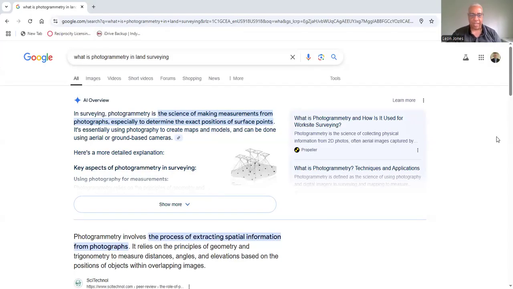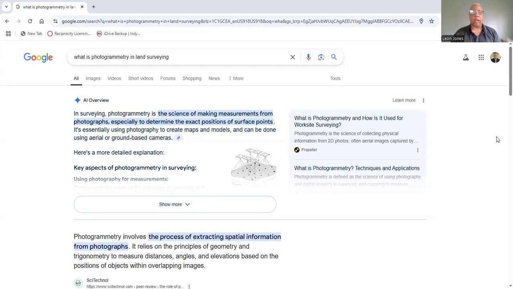And this evening, I'm going to give you a brief overview of what photogrammetry and land surveying is. Now, for the most part, photogrammetry, remote sensing, GPS, GIS, GNSS, they're all in the neighborhood of data spatial systems. You're collecting data and you're generally going to use it for plotting points and making maps. So without further ado, I'm going to go ahead and share my screen and give you the definition of what photogrammetry is in land surveying.